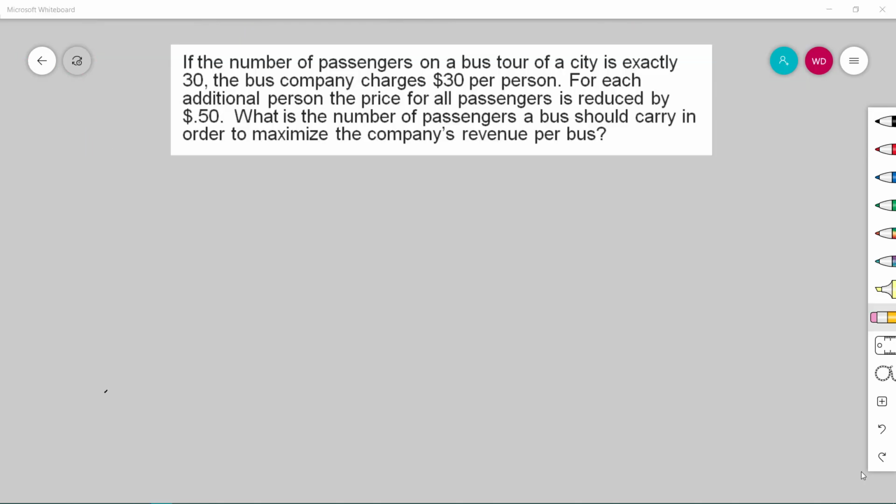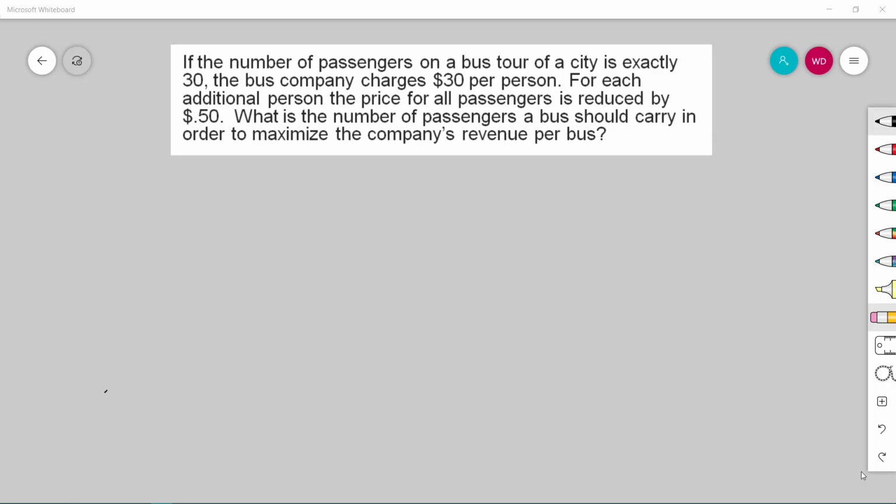So this time I'd like to find out if the number of passengers on a bus tour is exactly 30. The bus company would then charge $30 per person. But the bus company also, for every additional person, the price of all the passengers is then reduced by 50 cents. So what's the number of passengers a bus should carry in order to maximize the company's revenue per bus?